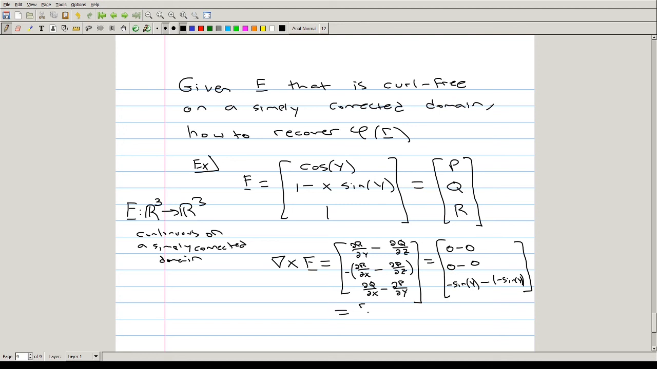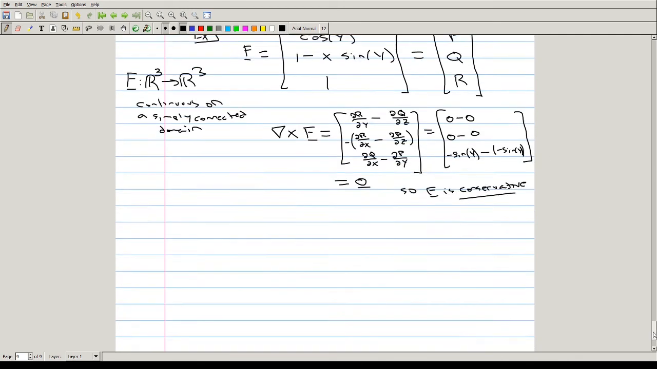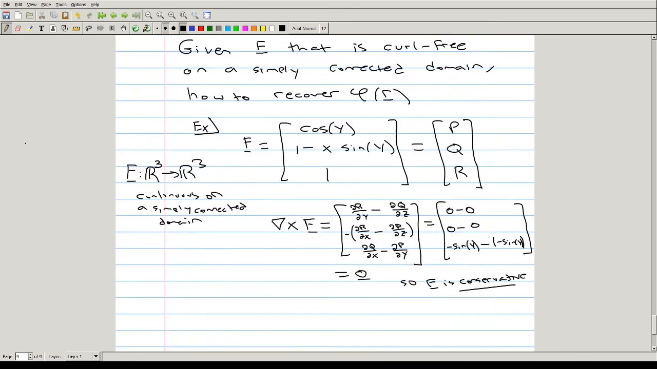So this is exactly equal to the 0 vector, because this function is defined and continuous on a simply connected domain. That means that this function is conservative. And remember, we have not proved that yet, but we will get there in subsequent lectures when we get to Stokes' theorem.